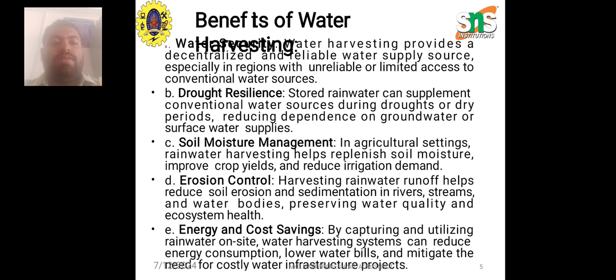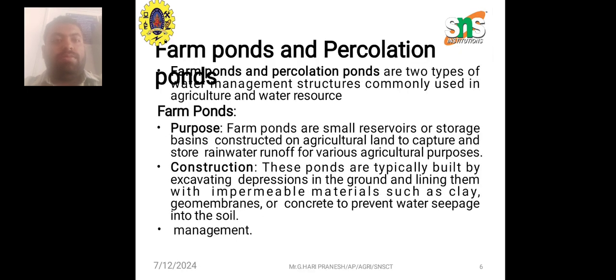Harvesting rainwater runoff helps to reduce soil erosion and sedimentation in rivers, streams, and water bodies, preserving water quality and ecosystem health. Energy and cost savings: by capturing and utilizing rainwater on site, water harvesting systems can reduce energy consumption, lower water bills, and mitigate the need for costly water infrastructure projects.